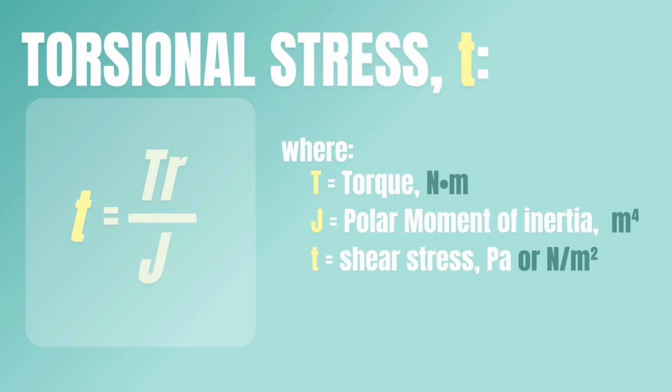Torsional stress formula is given. Torsional stress is equal to torque times radius of the cylinder over polar moment of inertia. So torque is measured in Newton meters, polar moment of inertia in meters raised to the power 4, radius of cylinder in meters, and torsional stress in Pascal or Newton per meter squared.